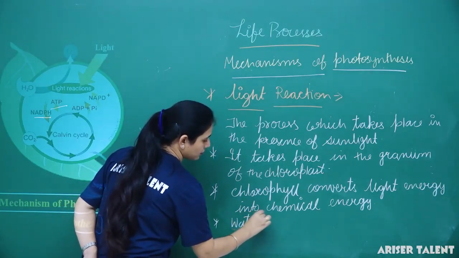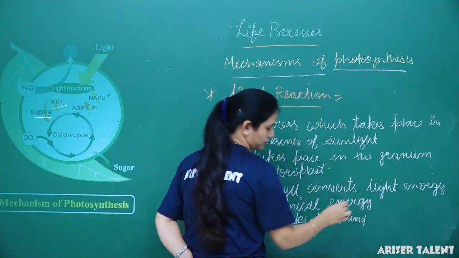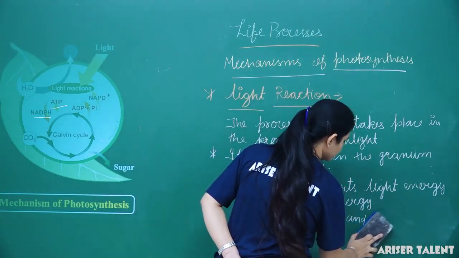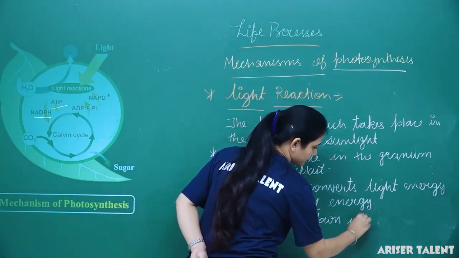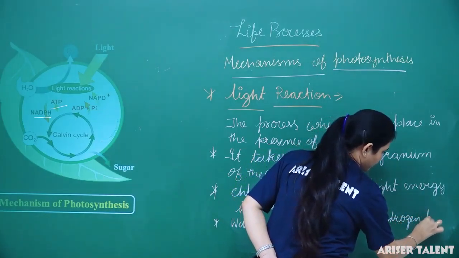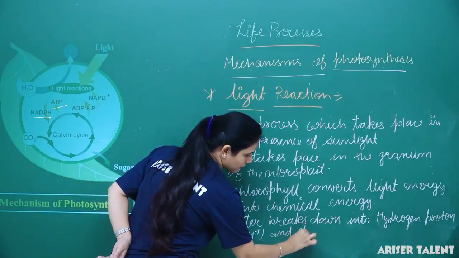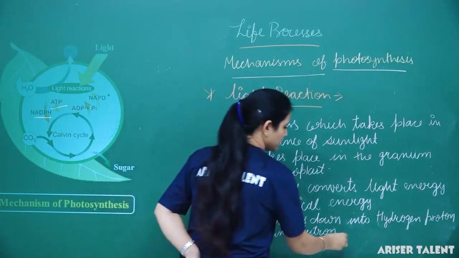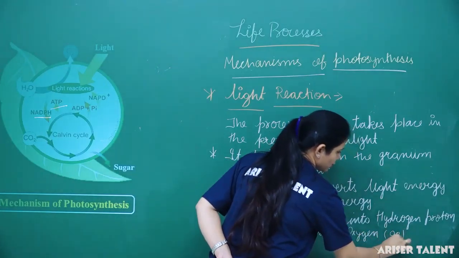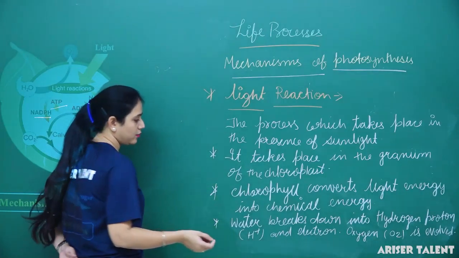Water breaks down in this process. Water breaks down into hydrogen, proton and electron. Okay. Oxygen, meaning O2, is evolved. This oxygen goes into the atmosphere.